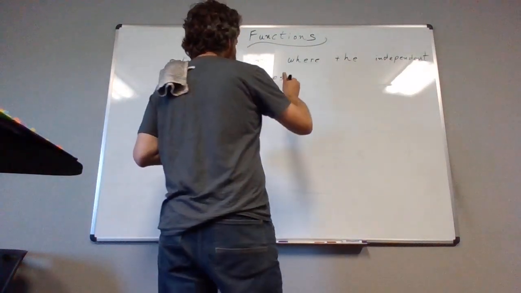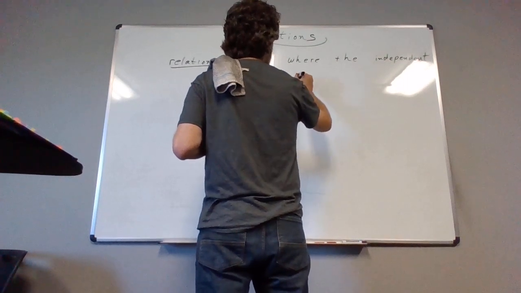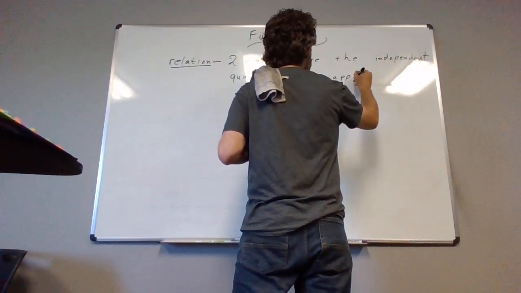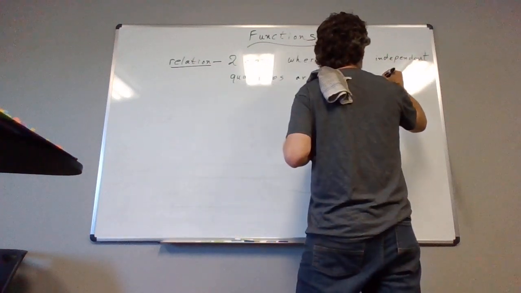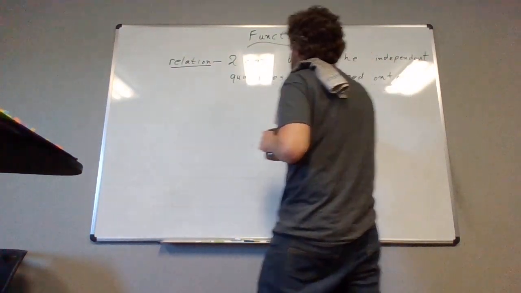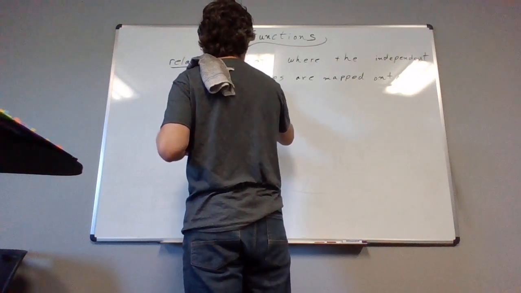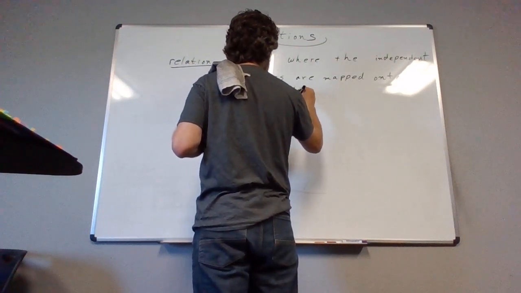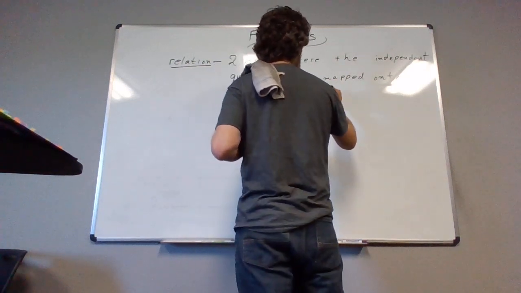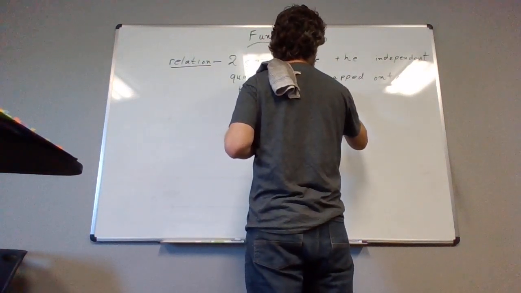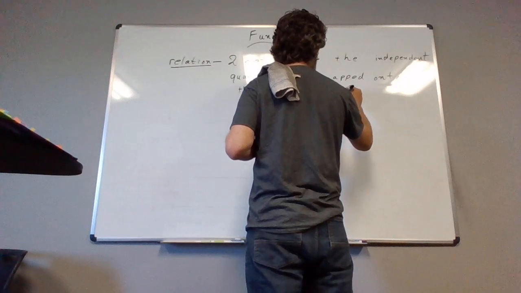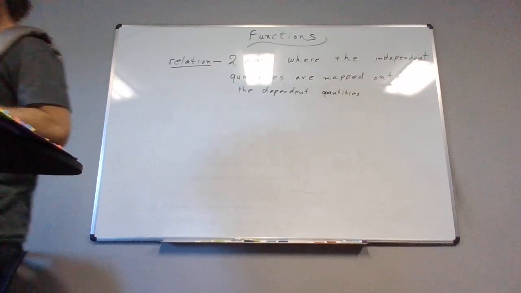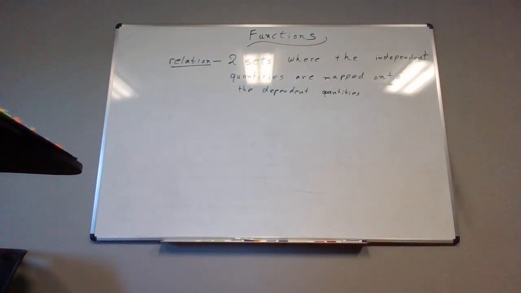Two sets where the independent quantities are mapped onto the dependent quantities. What does the word quantity mean? Amount. Yeah, amount, right? Amount is something, a number, right?